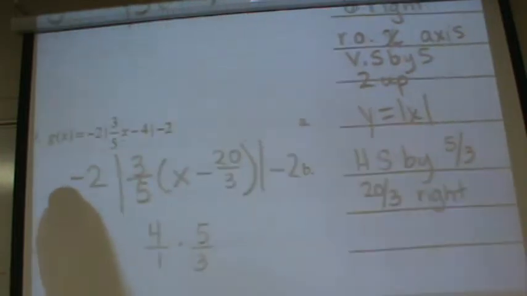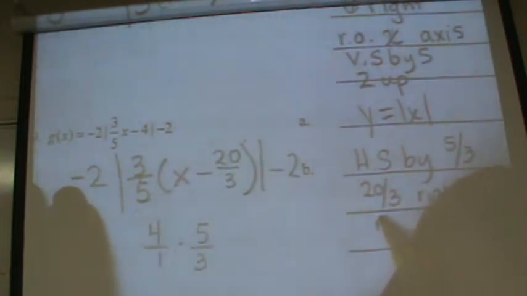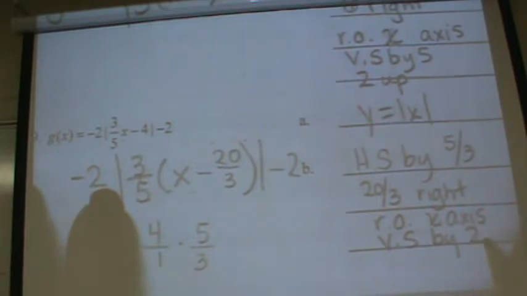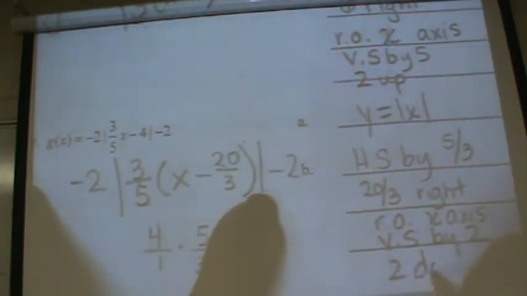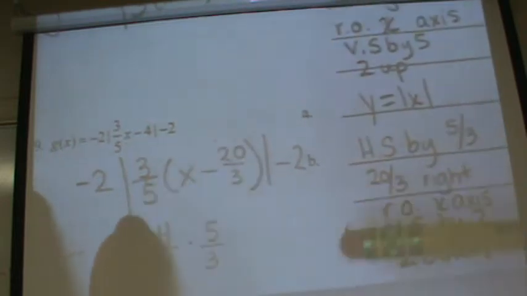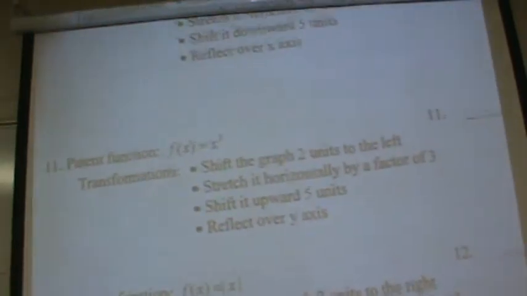Can you just say that? Do you want it as an improper? Yeah, just leave it like that. Then you're going to say reflection over the x-axis. Vertical stretch by what? 2 and 2 down. Backside.